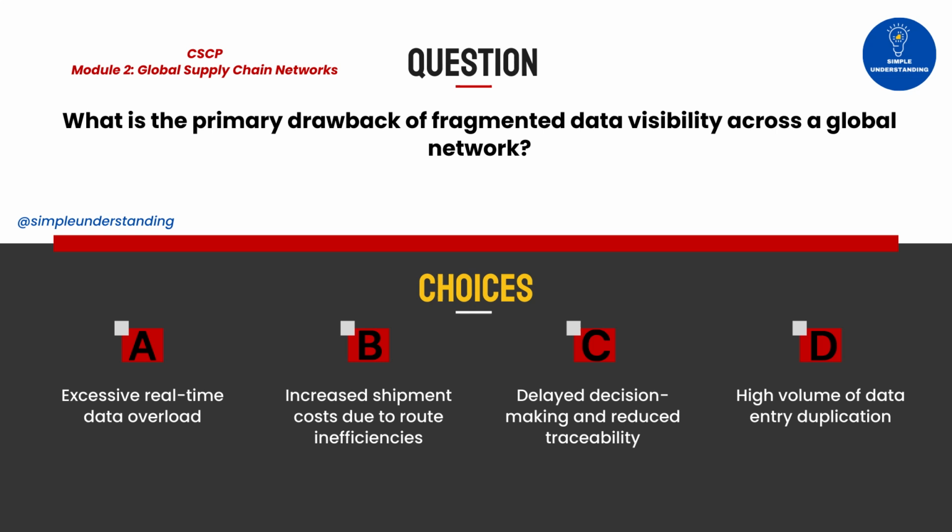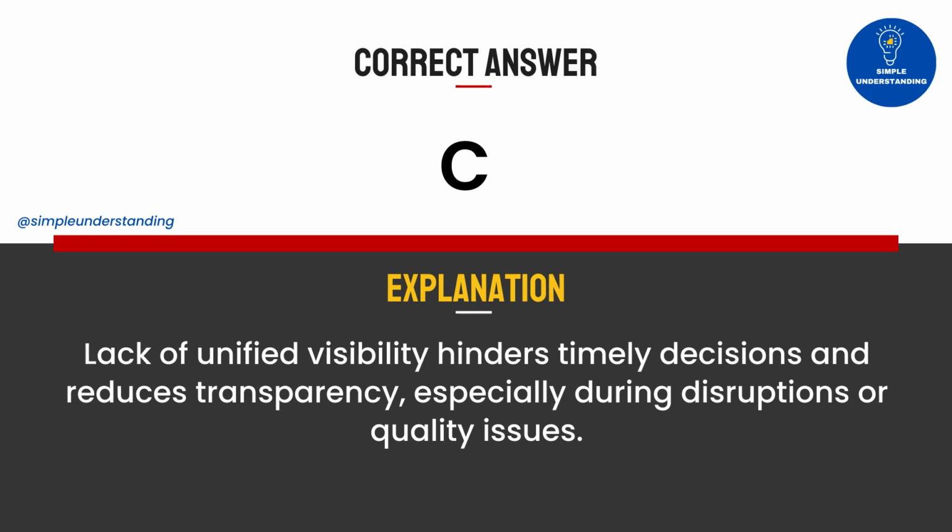8. What is the primary drawback of fragmented data visibility across a global network? A. Excessive real-time data overload. B. Increased shipment costs due to route inefficiencies. C. Delayed decision-making and reduced traceability. D. High volume of data entry duplication. Correct answer, C. Explanation. Without integrated data visibility, companies struggle to act quickly, especially in global disruptions or compliance events.